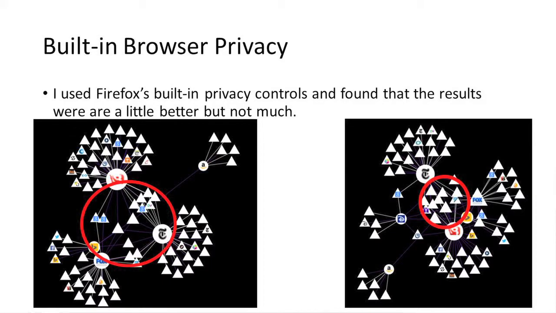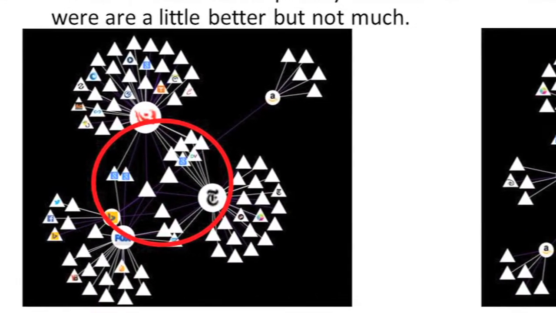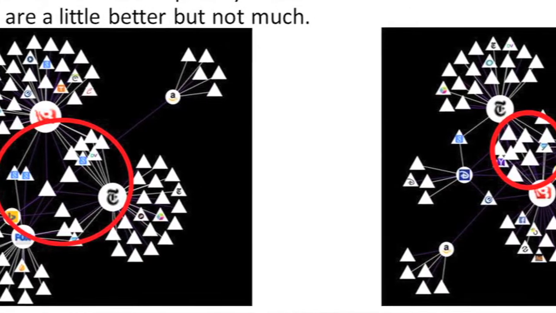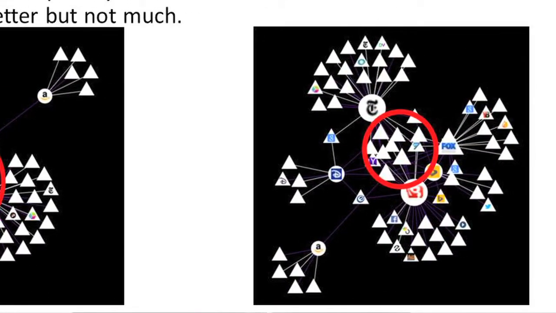However, these browsers also want you to have a good experience, and so they don't block as much as they should for the security-conscious and privacy-conscious. This is an example of me using Firefox's built-in privacy controls. I went from nothing on the left to something built in on the right. As you can see, it did help remove some of the tracking and data sharing, however, not much. We're not seeing much of a gain.